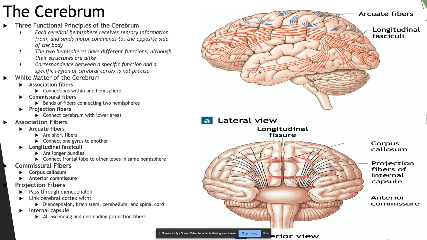Longer association fibers are organized into discrete bundles or fasciculi, and longitudinal fasciculi connect the frontal lobe to the other lobes of the same hemisphere. Commissural fibers interconnect and permit communication between the cerebral hemispheres, and bands of commissural fibers linking the hemispheres include the corpus callosum and the anterior commissure. The corpus callosum alone contains more than 200 million axons, carrying some 4 billion impulses per second.